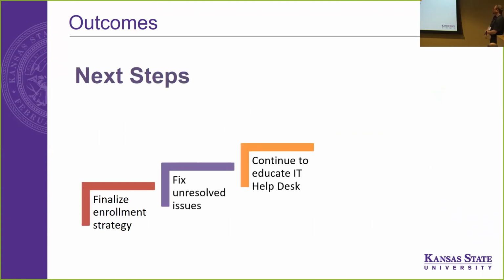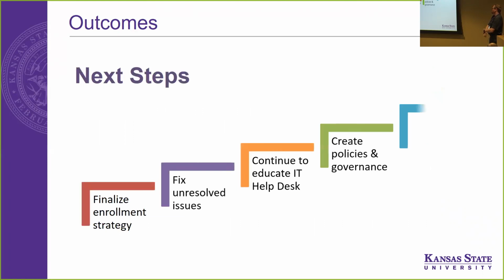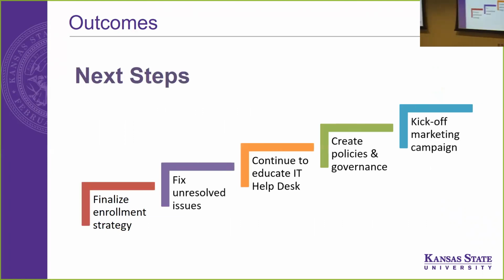So what are our next steps? We want to finalize the enrollment strategy between the more aggressive enrollment versus the more convenient enrollment, and who's in which situation. We want to work on the unresolved issues list, and continue to work with the help desk to make sure they're ready. We do need to add some policies and then a marketing campaign. Also, we need to identify which cost scenario we're going to select. That decision still needs to be made.